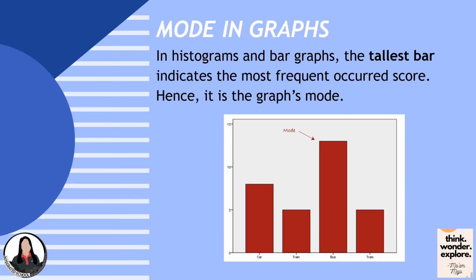In addition, sa mode in graphs, may mga tanong minsan na kapag ang given lang ay graphs, tatanungin kayo, what is the mode of the graph? In histograms and bar graphs, the tallest bar indicates the most frequent occurred score. Hence, it is the graph's mode. Para hanapin ang pinakamataas, the tallest bar sa isang histogram or bar graph. So, kagaya ng nasa picture, the mode is the tallest bar.